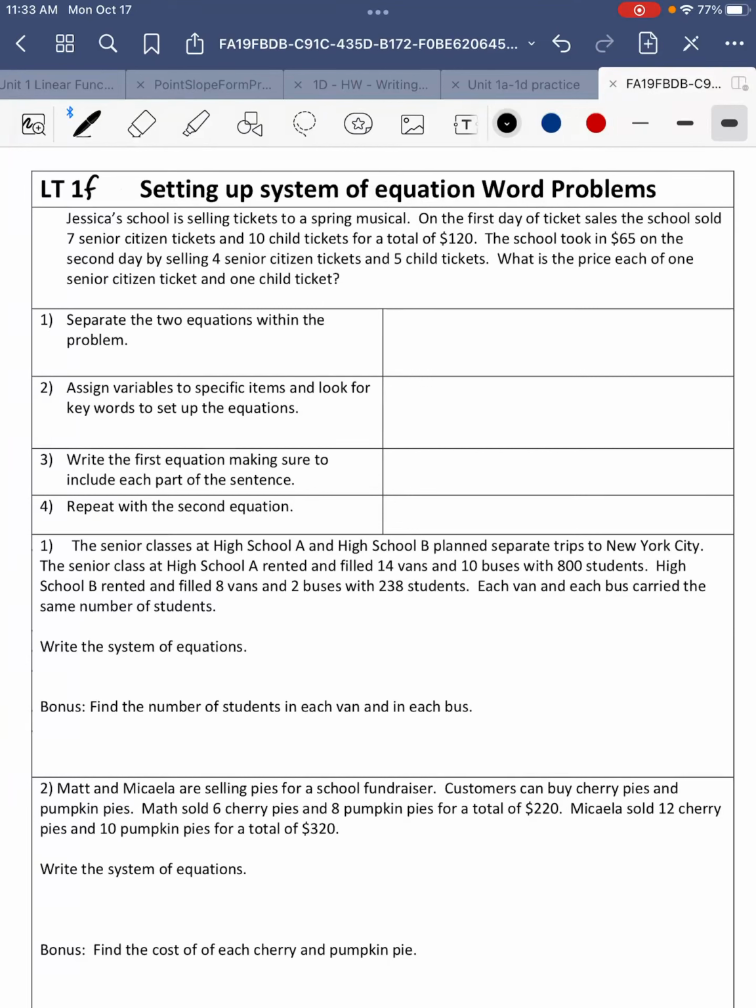All right, so this is 1F, notes. The top problem is notes, and then after that it's the classwork. For the classwork, just make sure to check your answers.